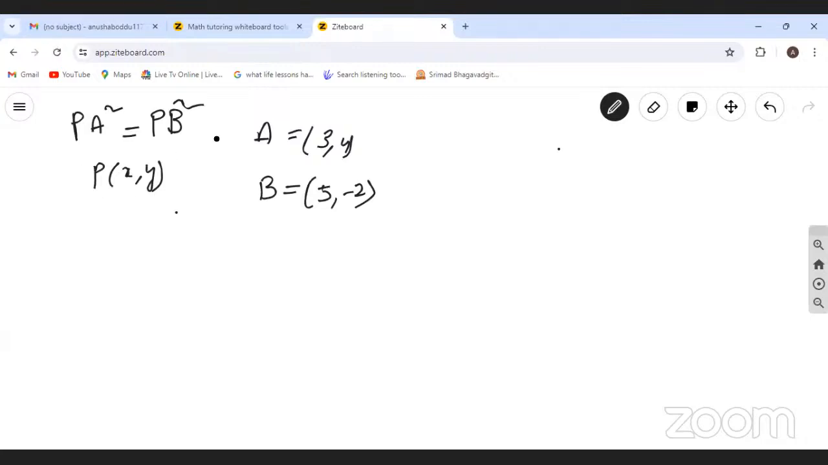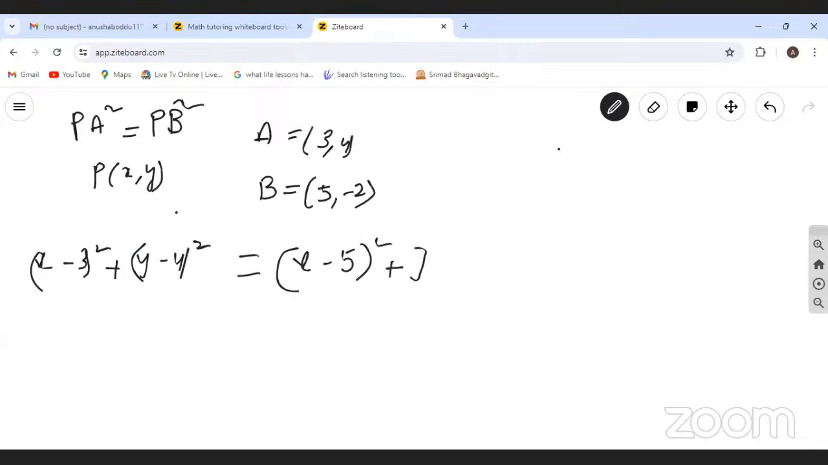P value is x comma y. A value is 3 comma 4. So what is the distance formula here? PA square is equal to PB square we have taken. So that means x minus 3 whole square plus y minus 4 whole square. This is nothing but your PA square, right? So what is PB square here? x minus 5 whole square plus y plus 2 whole square.